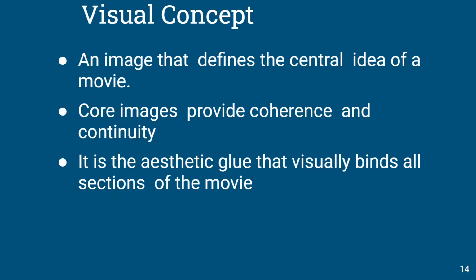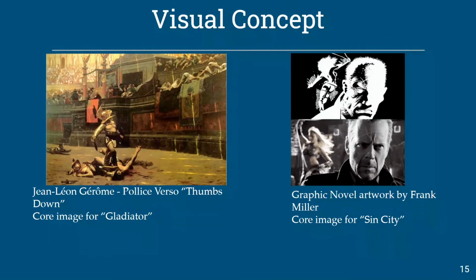A lot of times films will start with a visual concept, an image that defines the central idea of a movie. Core images provide coherence and continuity. It's the aesthetic glue that holds it together. That's kind of like when you're designing a room. Maybe you went to the store and bought a really fancy, nice lamp, and it had all this nice color with it. And then you said, I'm going to design this whole room based around this lamp. Kind of a similar thing when we're talking about film. We're going to take some visual concepts, some ideas, and base a lot around that idea: the look, the feel, the color, the tone, everything.